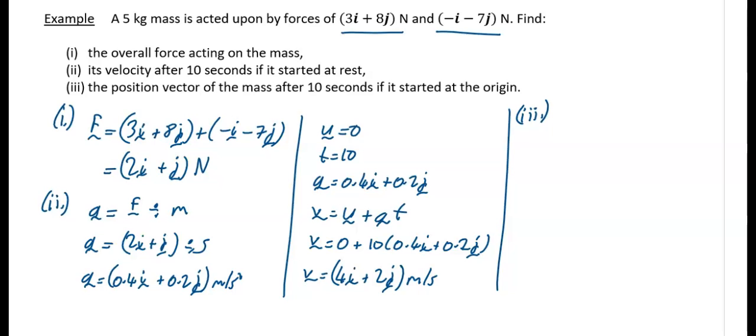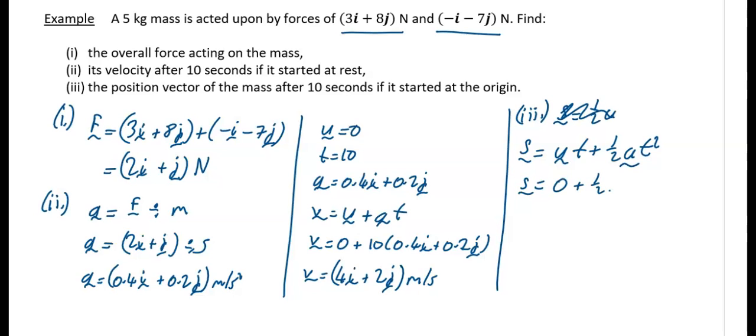The last part of it says the position vector of the mass after 10 seconds if it started at the origin. So we are going to say our S is equal to, get rid of that, that's nonsense. S is equal to UT plus a half AT squared. And I use this one because it's easier just because my U is 0.